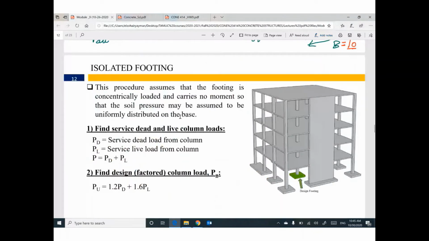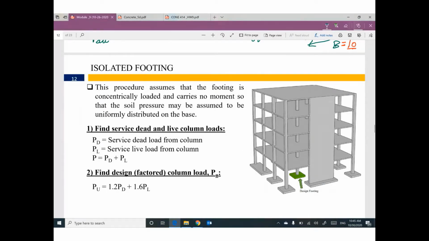Let's start to talk about isolated footing. Actually, it will be exactly identical procedures. By the way, isolated footing means we have a footing carrying a column, only one column. One column is supported by one footing. At this time, this footing can be called isolated footing, like this one, like this footing or this footing or this footing.